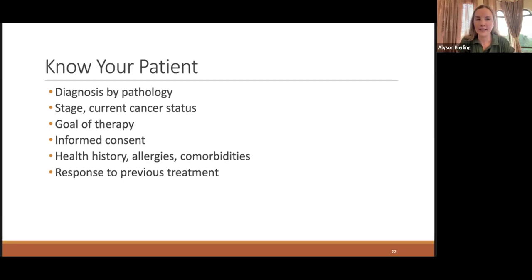We want to understand the patient's health history, whether they have any allergies or other comorbidities. And then we want to know what was their response to the previous treatment. So if they received AC or paclitaxel 3 weeks ago, how did they tolerate that infusion, and how did they feel after going home in the days and the weeks after the chemotherapy?